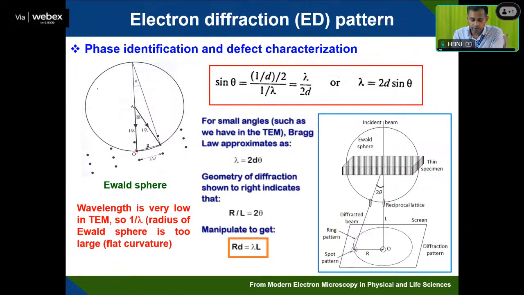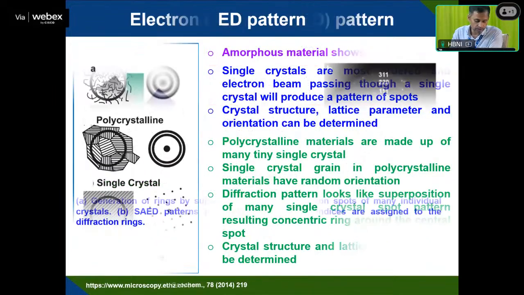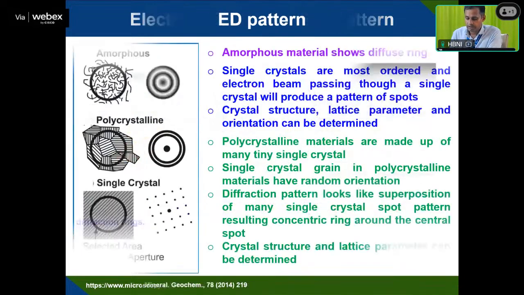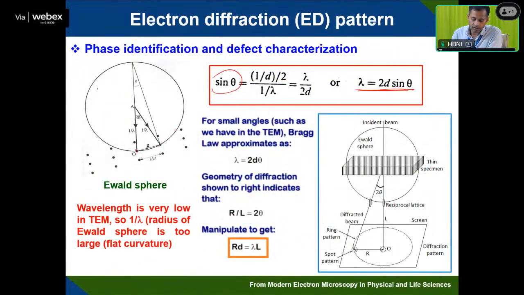So if you see here, you can write lambda equal to 2d sine theta, so sine theta is lambda by 2d. Here 2 theta is very, very small, as I told you; the diffraction is at a very, very low angle. Because of that low angle diffraction, you can take sine theta as theta, so lambda equals 2d theta. So this angle is very, very low.